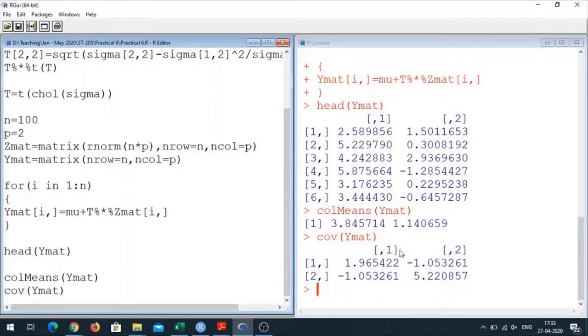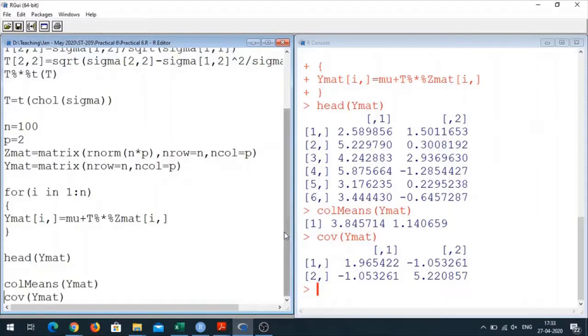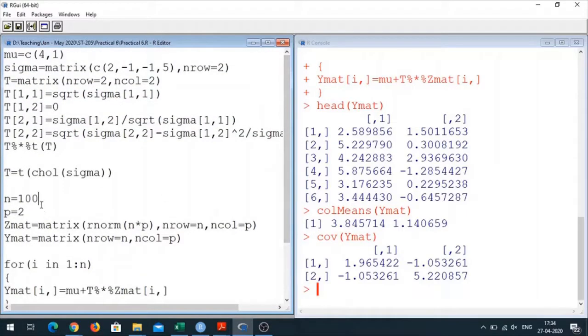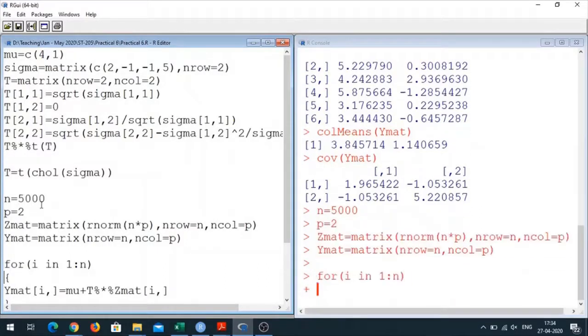Okay, if you are still not sure whether it is near, you can try increasing n. As you increase n, it would get even closer. So just for the sake of trial, let me make n as 5000.